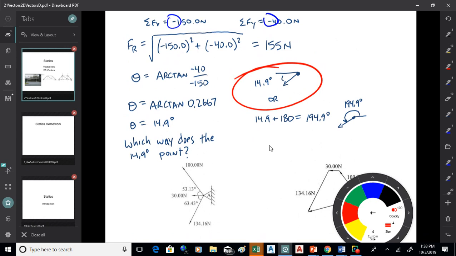Now, if you look at that graphical one we did, that graphical one was pretty good. It was pretty close. I think we even got it down to 155, and the angle I think I had was 195, I think, or 15 degrees? You know, a little bit different, but pretty darn close. So pretty good. Okay. We good?